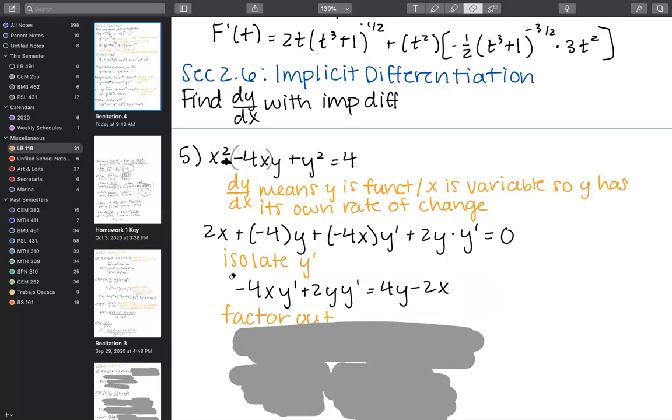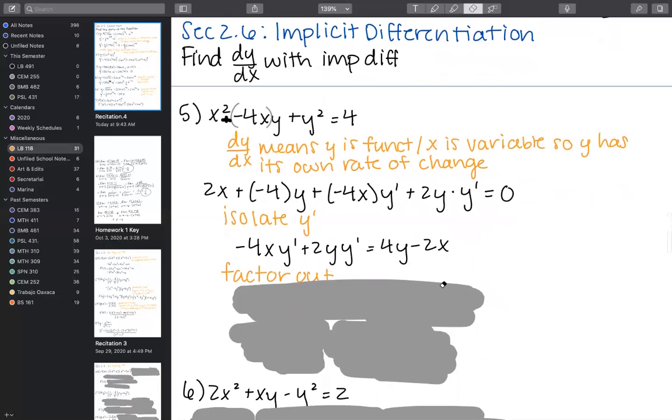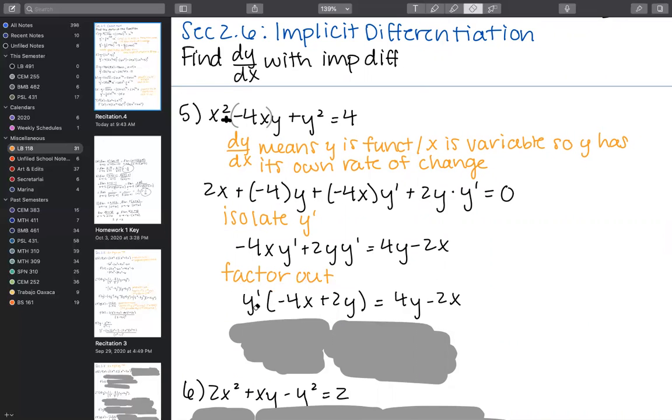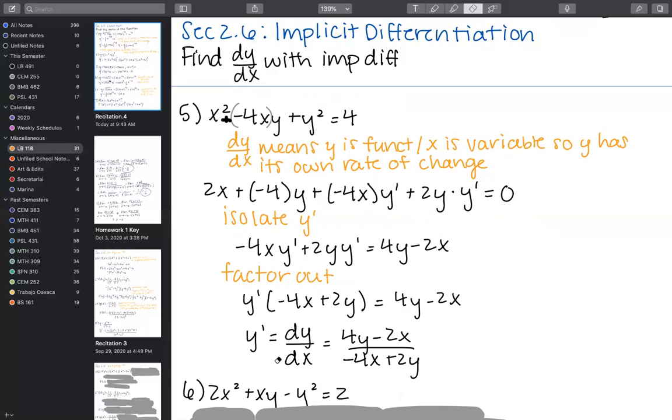We get -4xy prime plus 2y prime, and then all this on the right-hand side. And then again, every single time, you're going to factor out the y prime, and it just looks like that, y prime times -4x plus 2y. And then you're going to divide this term from both sides in order to get y prime by itself. And then just a little reminder that dy dx is the derivative of the function y with respect to the variable x. So that tracks with everything that I've explained thus far. And this is what's going to be equal to that.